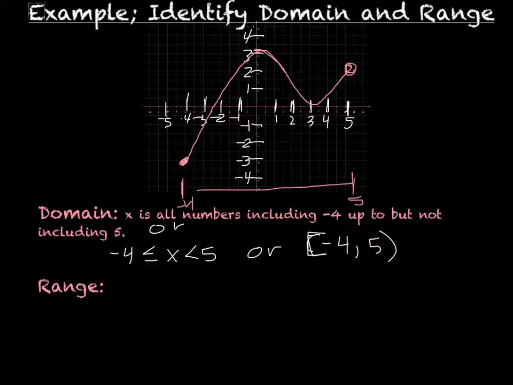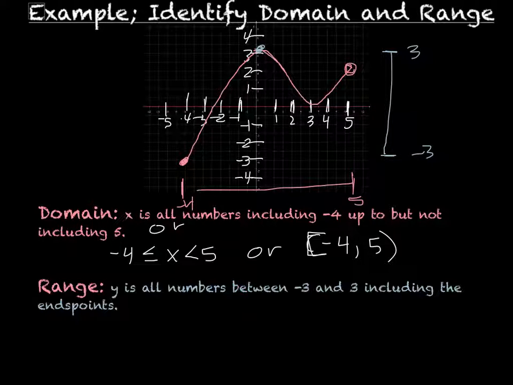Now our range are our possible y values. That's going to come up here to 3, and then go down to negative 3. And both of those are included, because this point is included and the negative 3 is included. So we could say y is all numbers between negative 3 and 3, including the endpoints. If we wanted to write an inequality, we could just say negative 3 is less than or equal to y, which is less than or equal to 3. It's in between negative 3 and 3.